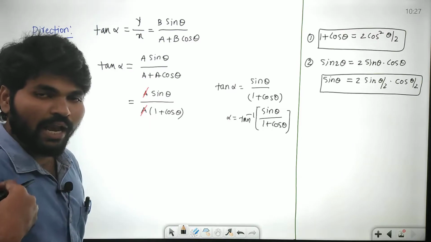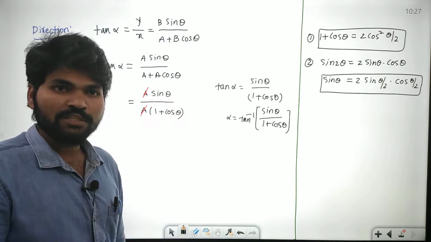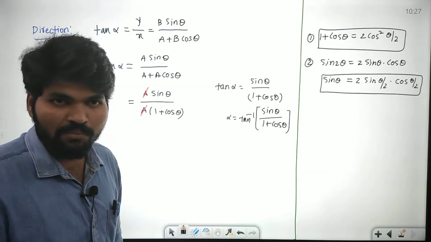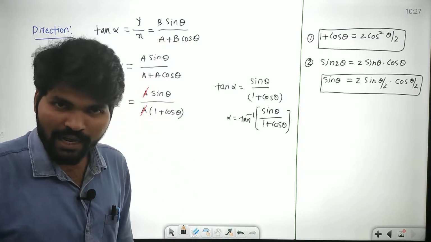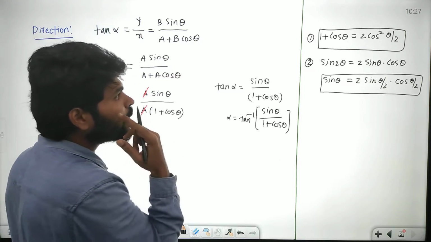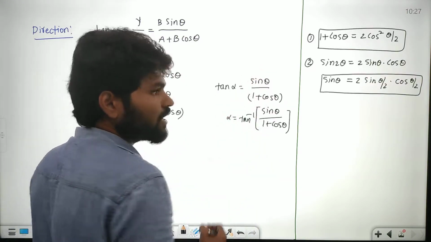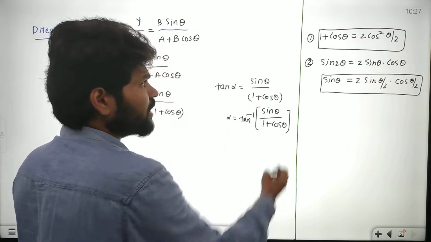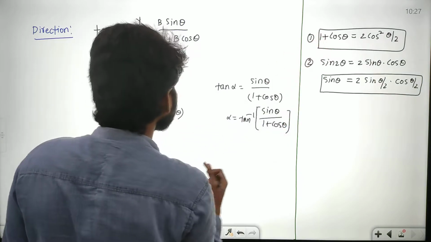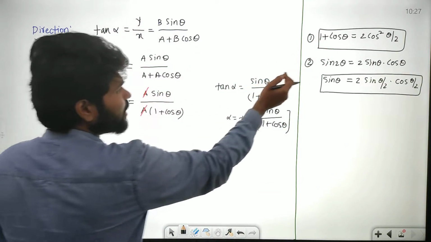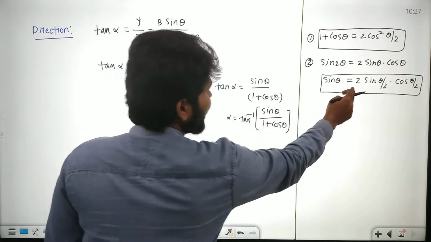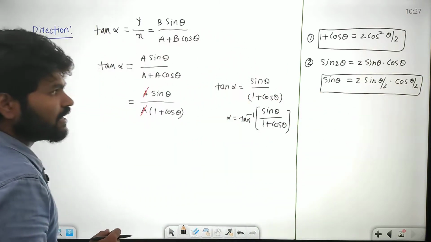That's why I already know the trigonometric functions. I already solved so many problems and done so many examples myself and explained in our class. That's why I can imagine how to convert this sin theta and 1 plus cos theta like this. I have the concept in my mind, so that's why I'm converting this. So I am substituting the sin theta value as 2 sin theta by 2 cos theta by 2.